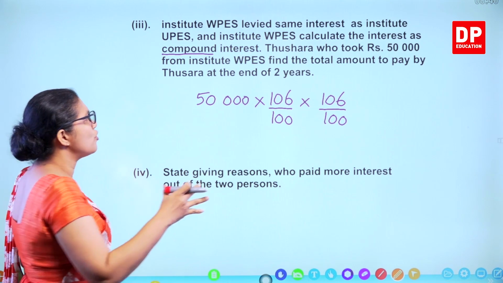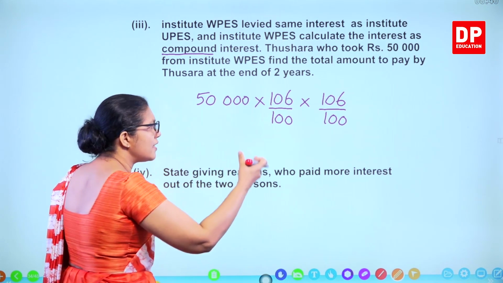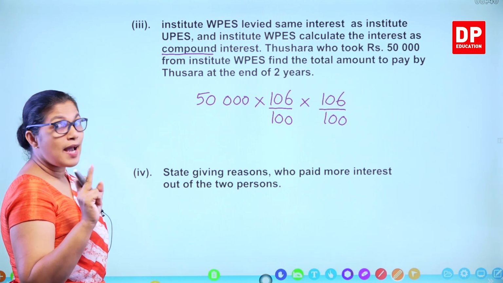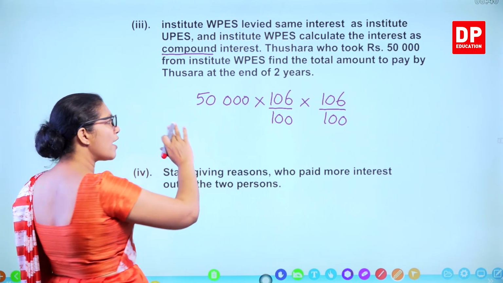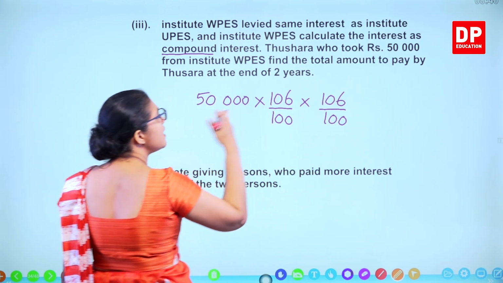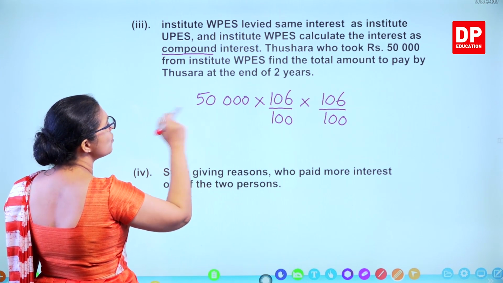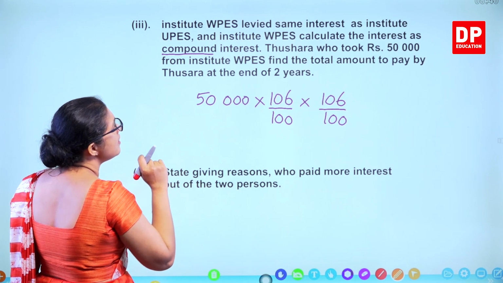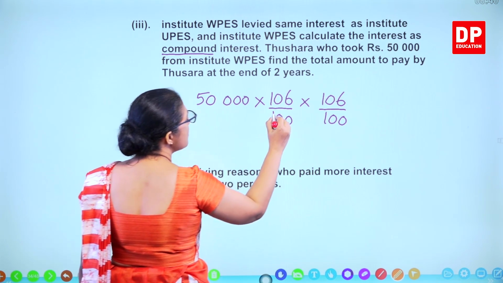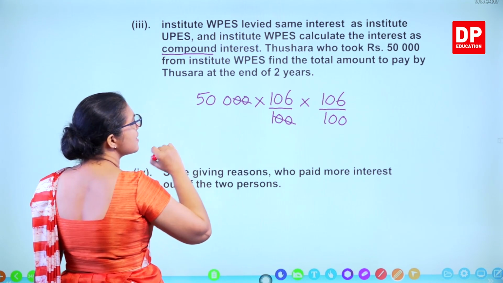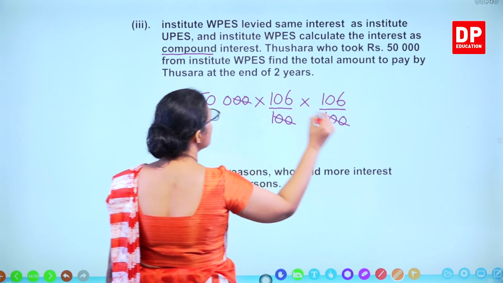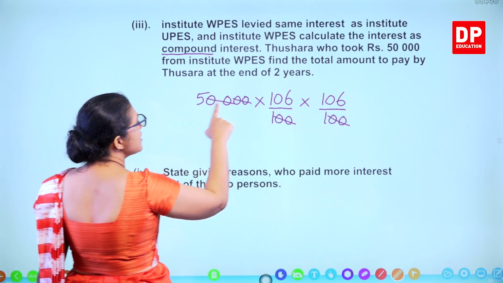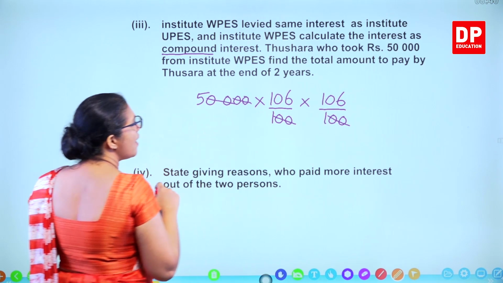So you can do it at once. Don't waste your time doing the first part, finding the answer, and then multiplying, because time is important. So you can straight away write this down and then simplify. So this is the total amount that Tushara needs to pay. Now you can simplify. 2 zeros get cancelled out and 2 zeros get cancelled out. That means 5 times this and multiply by 106.